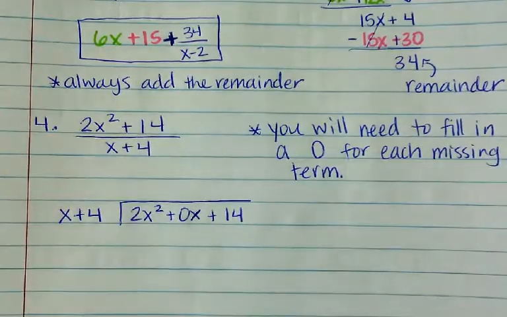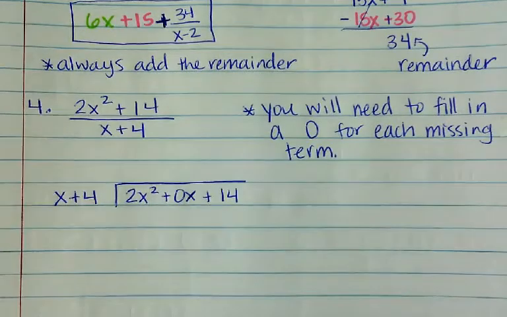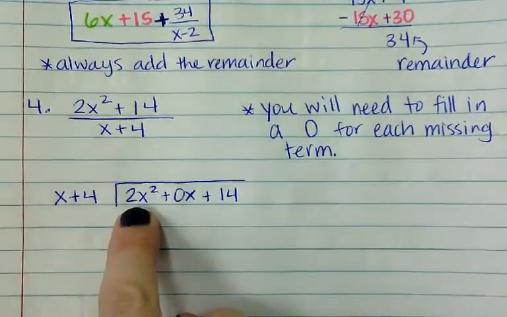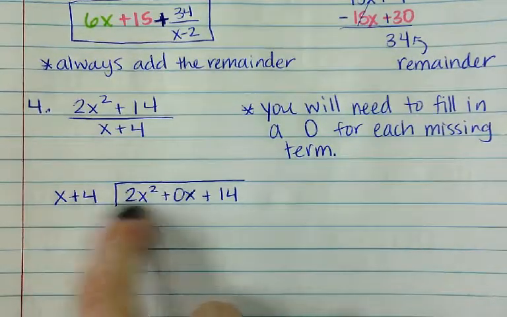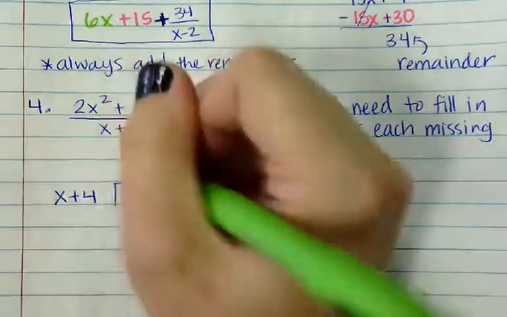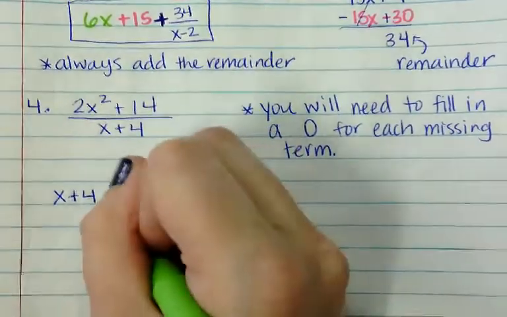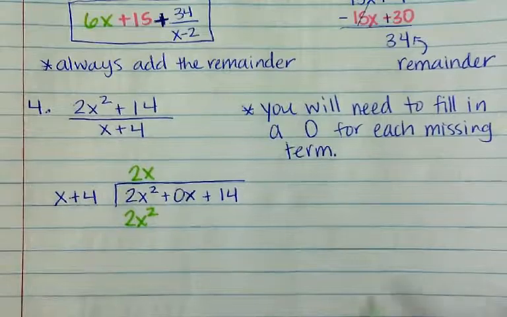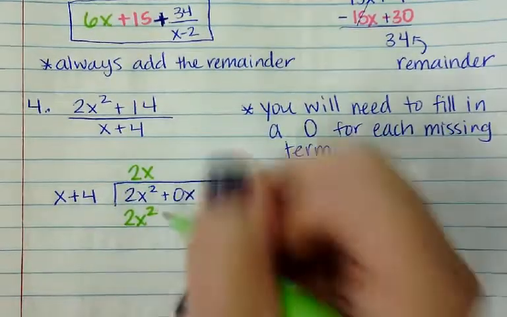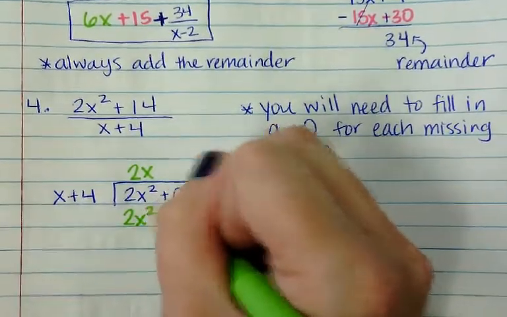So what will I need to multiply by in order to cancel out this 2x squared? What am I going to multiply by here? Just 2x. Exactly. 2x times x gets me 2x squared. 2x times 4 gets me plus 8x. Are you guys good with that? Okay? And then we got 2x squared.